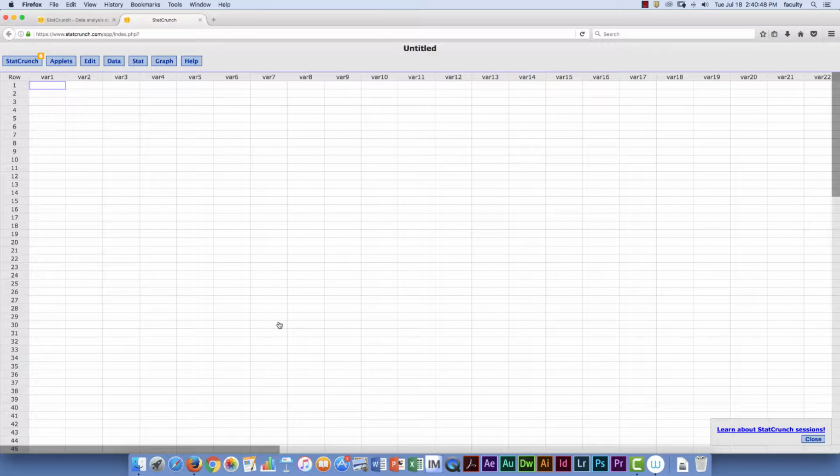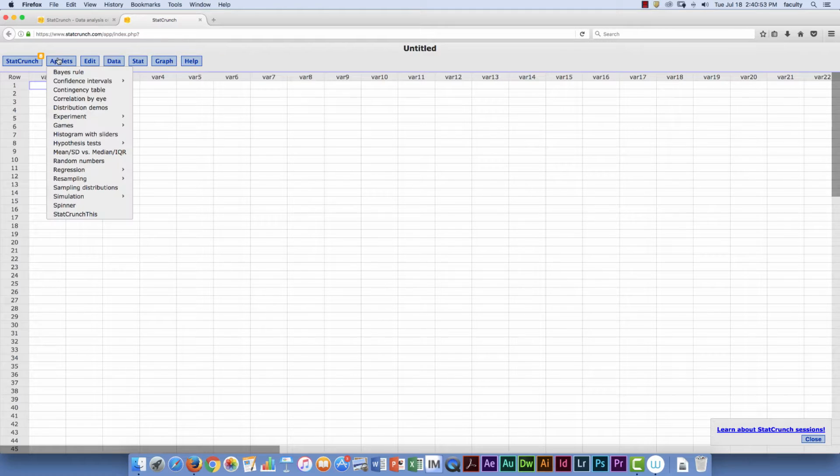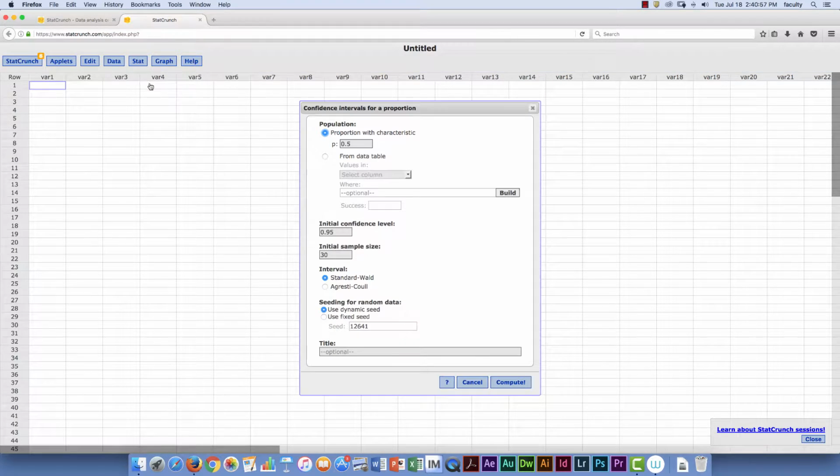In this recording, we're going to take a look at a simulation of confidence intervals. So I'm going to create a confidence interval for a population proportion. What I've done is I've created a population that has a population proportion of 50%. And from that population, I'm going to take samples of size 30, and I'm going to construct for each sample a 95% confidence interval. So let's see what happens.